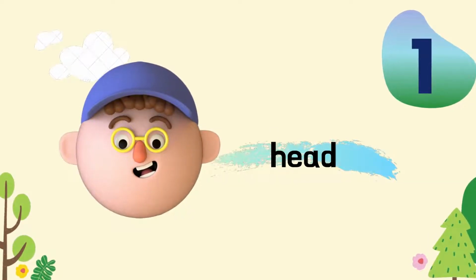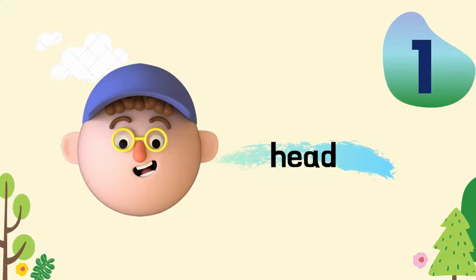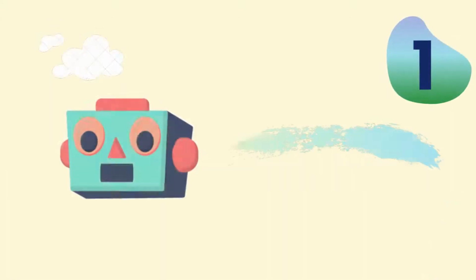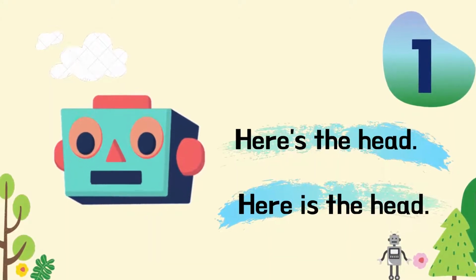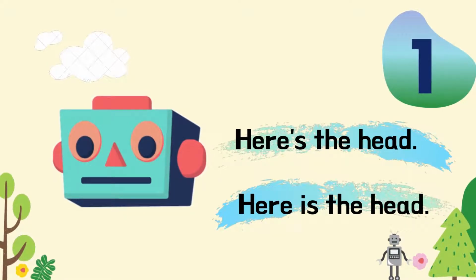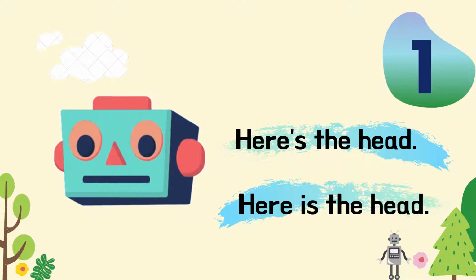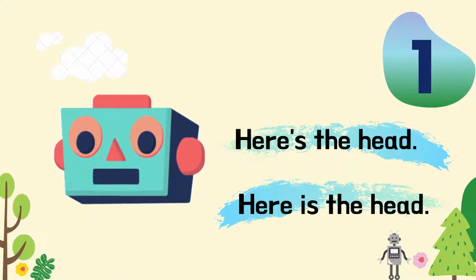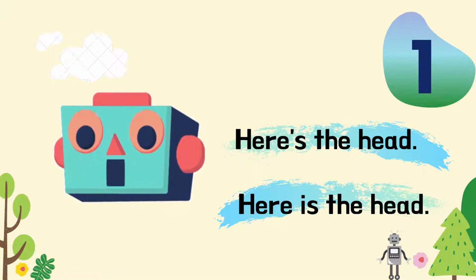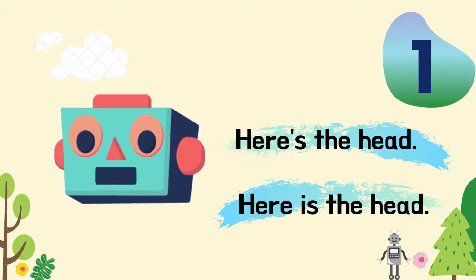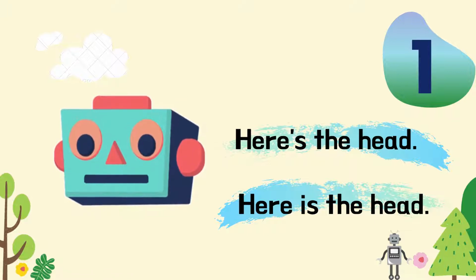Alright, number 1. Let's read together. Head. Now, we're going to read the sentence about the robot head. The first sentence: Here's the head. This is the short form. The second sentence is the long one: Here is the head. Both of the sentences have the same meaning. Let's read again. Here's the head. Here is the head. Well done.